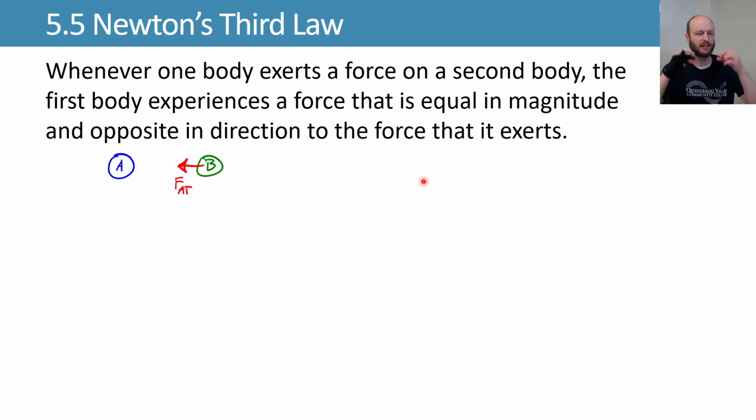Here's a little diagram. Let's pretend these are magnets and they're pulling on each other, right? So magnet A feels a force exerted by magnet B on magnet A, and magnet B feels a force exerted by magnet A on magnet B that's equal and opposite. So F_AB is equal to negative F_BA, equal in magnitude, opposite in direction.